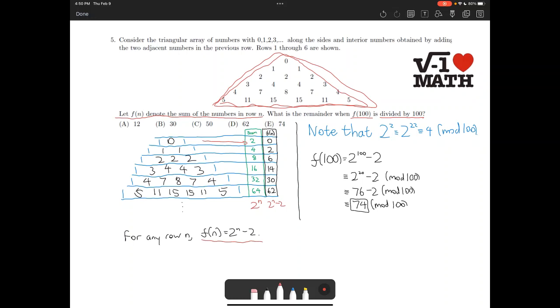Now I wish to find f of 100. So f of 100 is equal to, with the same formula, 2 to the 100 minus 2. Now this term might look quite tricky to compute, but there's an interesting property about powers of 2 mod 100, which is that 2 squared is congruent to 2 to the 22 mod 100. So we can easily simplify this to 2 to the power of 20, and you just use a calculator to find out that this is equal to 76. And subtracting 2, you get 74 mod 100, which is answer choice E.